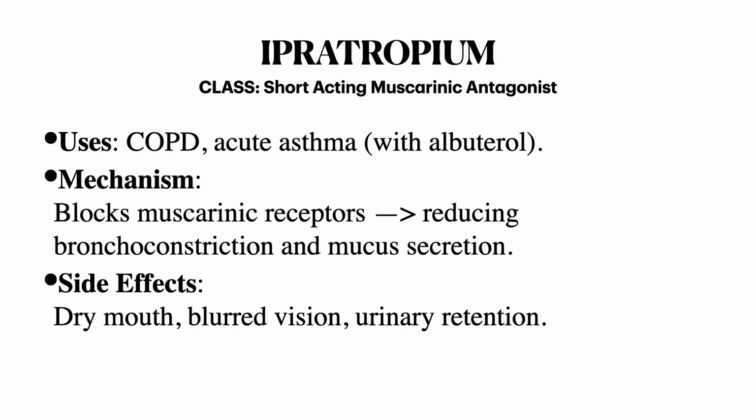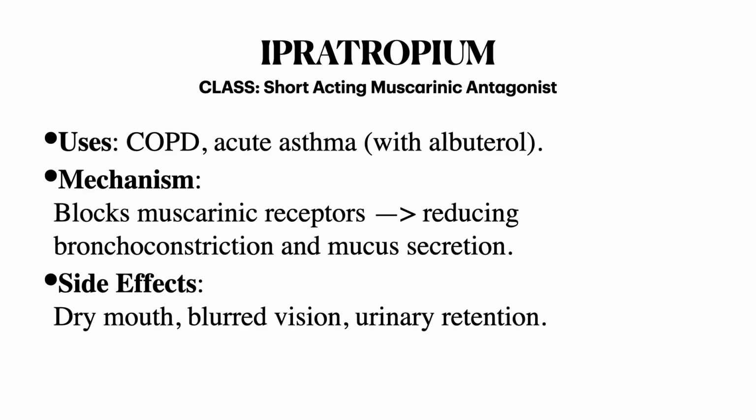The other drug we have is ipratropium, which we have talked about earlier with albuterol. The class it belongs to is short-acting muscarinic antagonist, and the uses are COPD and acute asthma with albuterol, as we talked about. The mechanism of action is that it blocks muscarinic receptors, reducing bronchoconstriction and mucus secretion. The side effects are dry mouth, blurred vision, and urinary retention, right?